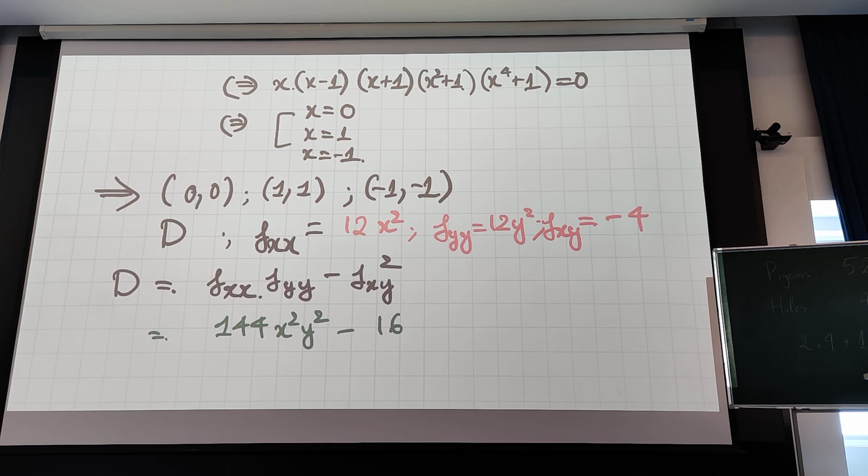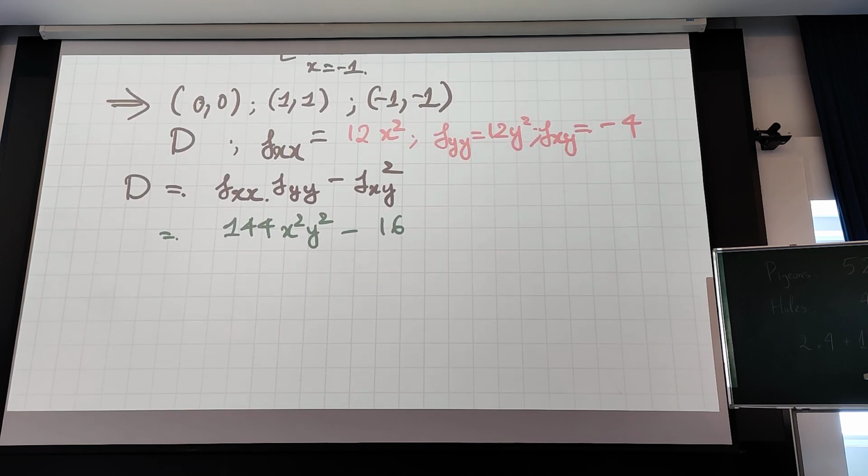So now the first step, we need to consider the stationary points one by one. Okay. So let's consider the point (0, 0). For example, you have the discriminant at (0, 0) equal to minus 16, which is negative. So in this case, we have a saddle point, right?